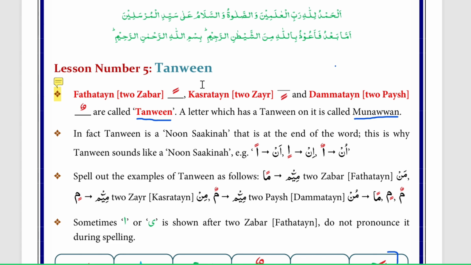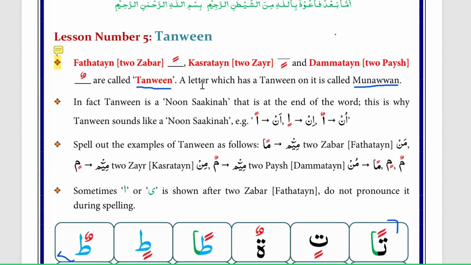Today we are going to discuss lesson number 5, which is about Tanween. First of all, we will discuss rules and then we will apply all these rules. Okay, first question is, what is called Tanween and what is called Munawwan?